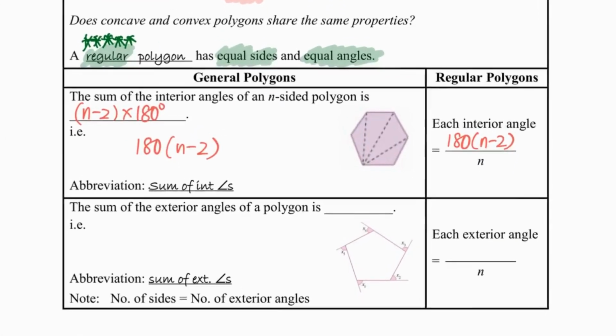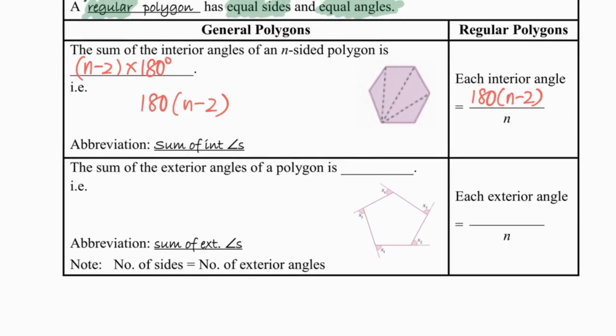This is something of great importance also, the sum of exterior angles. Exterior angle, actually interestingly, equals 360 degrees.